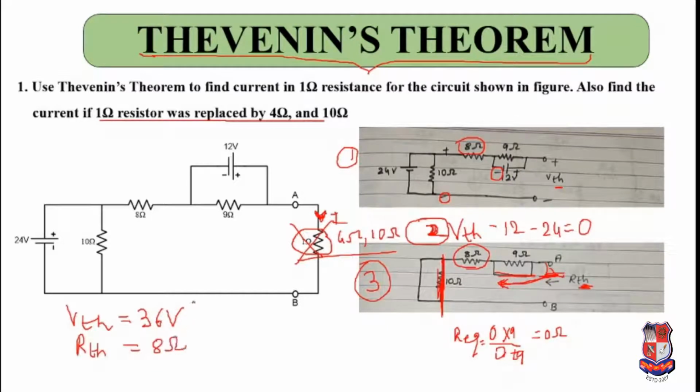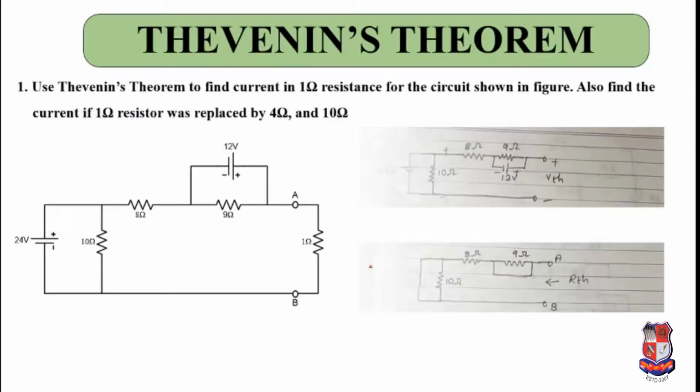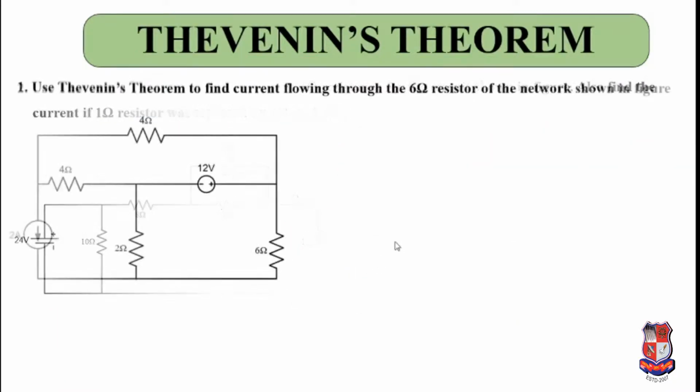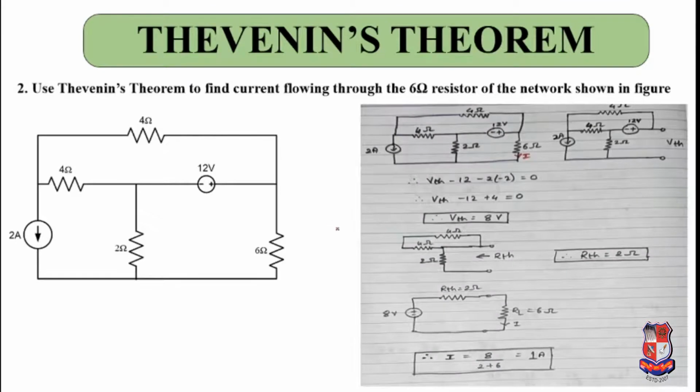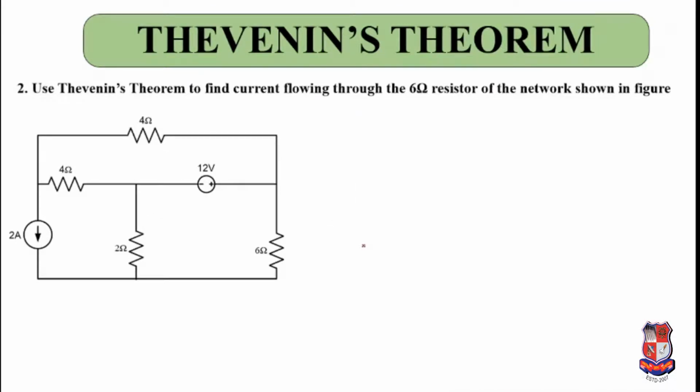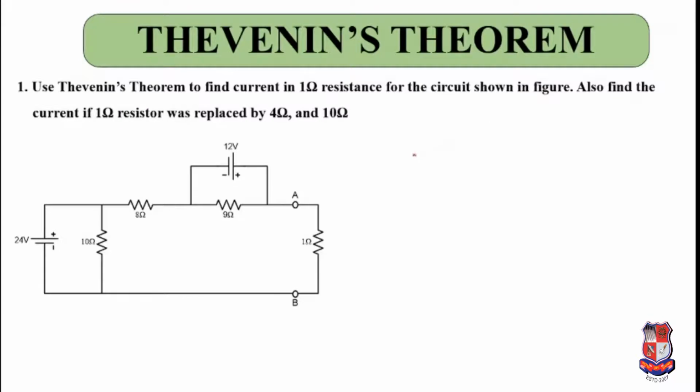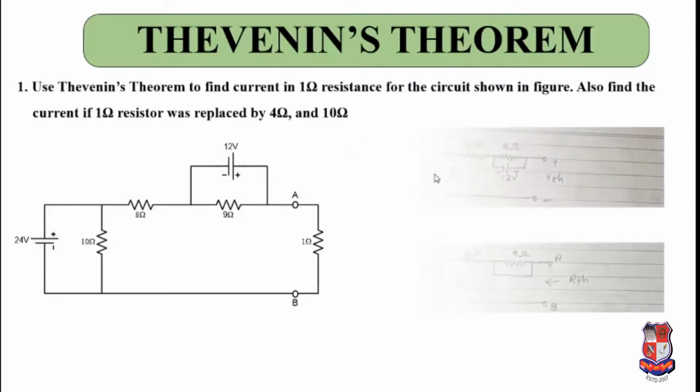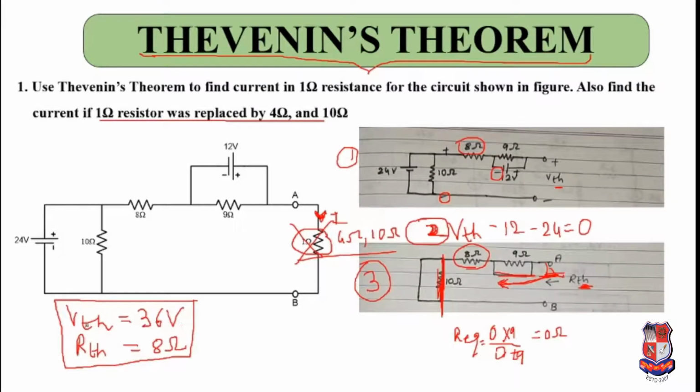These two terms are very important. We have found VTH and RTH, so the third step is over. Now the fourth step is you need to arrange this circuit. So let us arrange this circuit and find the value. The fourth step will be arranging these terms. Over here we have found VTH and RTH, so let me arrange this circuit.